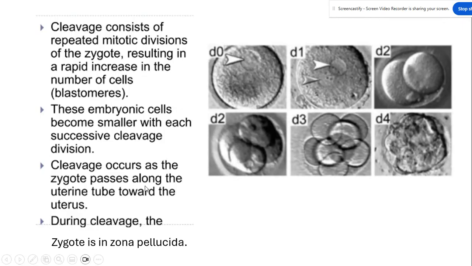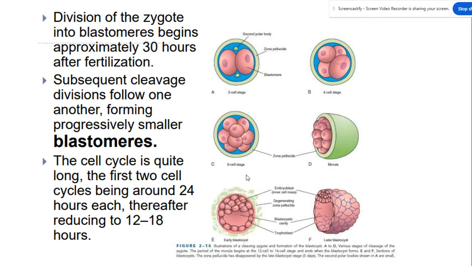Cleavage occurs as the zygote passes along the uterine tube towards the uterus. During the cleavage, the zygote is in zona pellucida, so it still has zona pellucida around it. Division of zygote into blastomeres begins approximately 30 hours after fertilization. Subsequent cleavage divisions follow one another, forming progressively smaller blastomeres, right? So 2-cell, 4-cell, 8-cell, morula, the size is not changing.